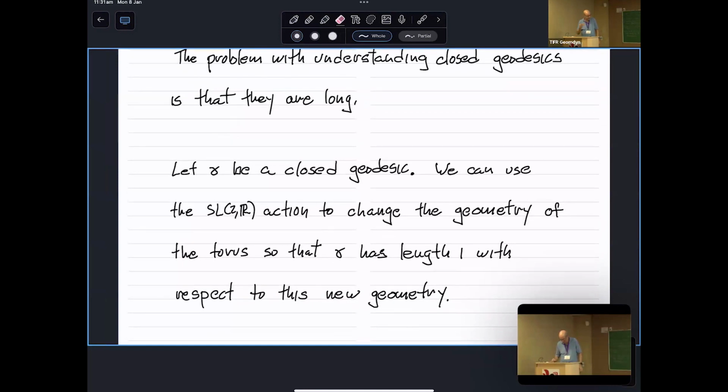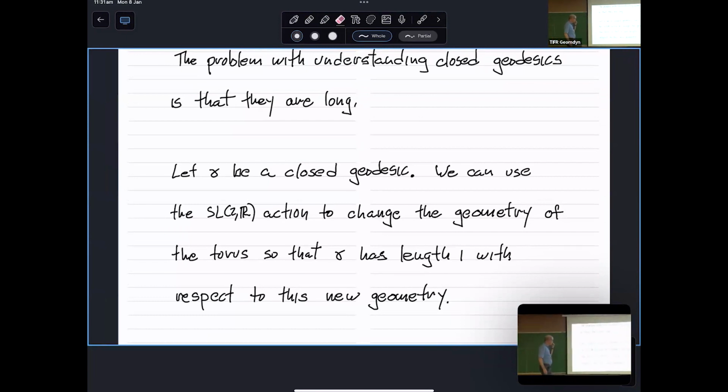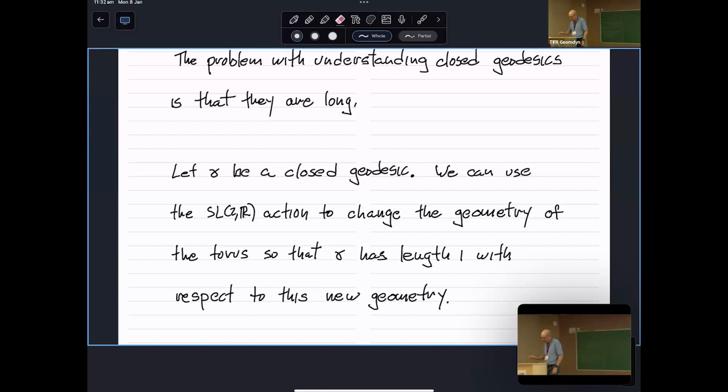Okay, now if we want to understand closed geodesics, the basic problem with closed geodesics is that they're long, right? I mean, it's easy to count the short ones, but say you've got one that's super long, what do you do? Well, let gamma be a closed geodesic. I want to take advantage of this SL2R action to change the geometry of my original surface so that this geodesic gamma becomes, say, unit length. Okay, so it's easier to count the unit length guys. Okay, so how might I do that?